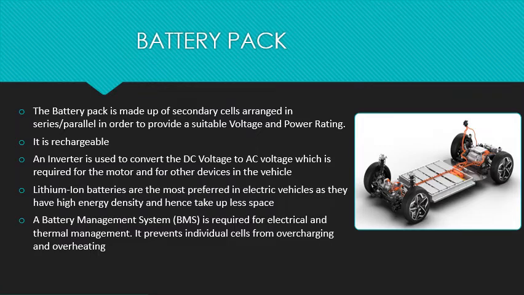Battery pack. The battery pack is made up of hundreds of secondary cells arranged in series or parallel connections in order to provide a suitable voltage and a power rating. We know that when a bunch of these cells are arranged in series, their effective voltage increases, whereas when these cells are connected in parallel, the effective power rating increases. Since each of these secondary cells is rechargeable, the entire battery pack is easily rechargeable.